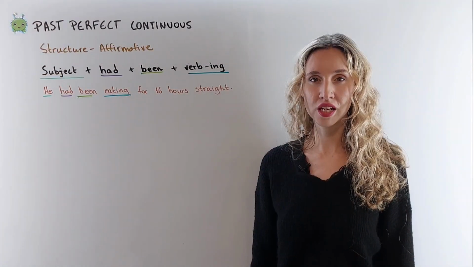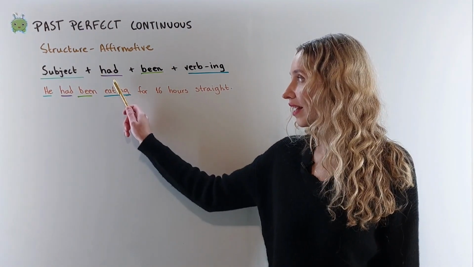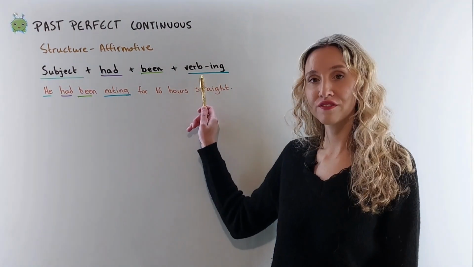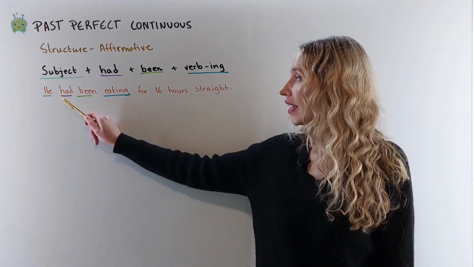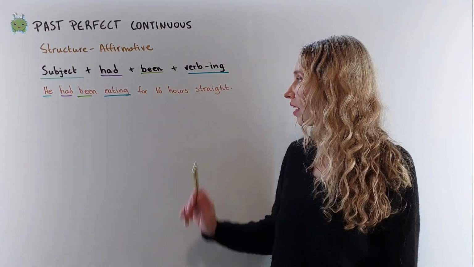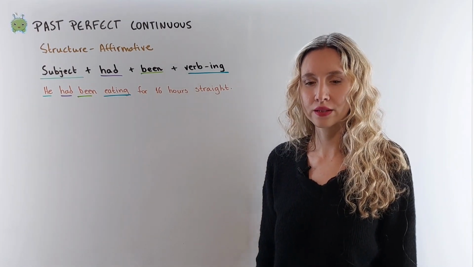Past perfect continuous. The correct structure is subject, had, been, and the verb with an ing ending. Okay, don't forget been. He had been eating for 16 hours straight. 16 hours? Oh my goodness, okay.